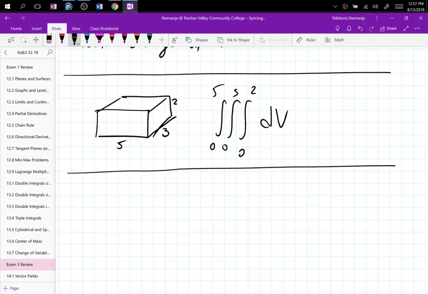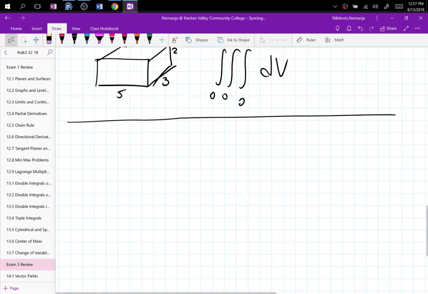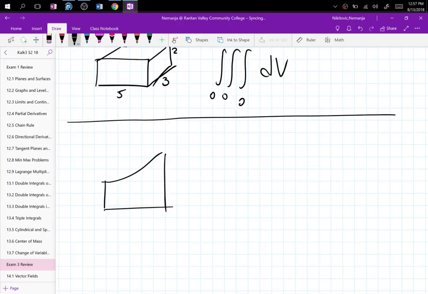Okay. What else do we have? So setting up integrals, you have a shape. We practiced that a lot in the class, right? You have some kind of a shape. I think we did the ramp or something like this, right? When you look on the side.